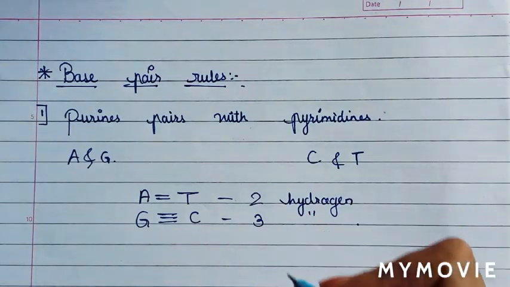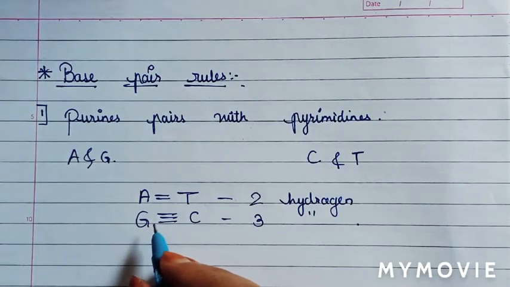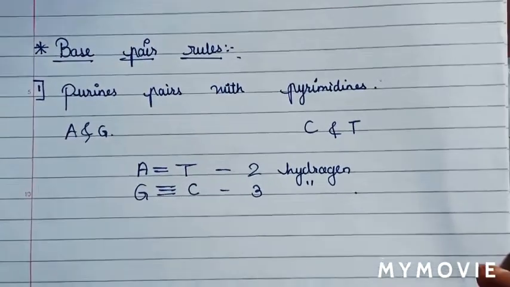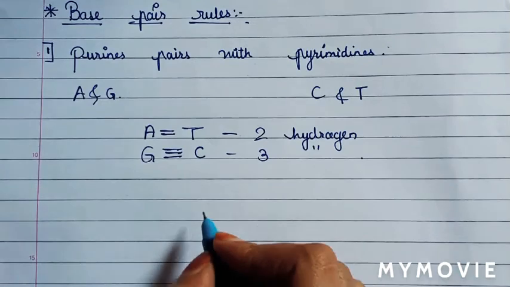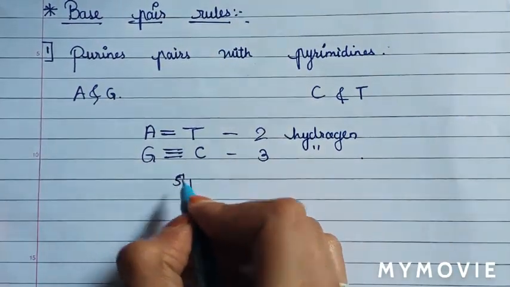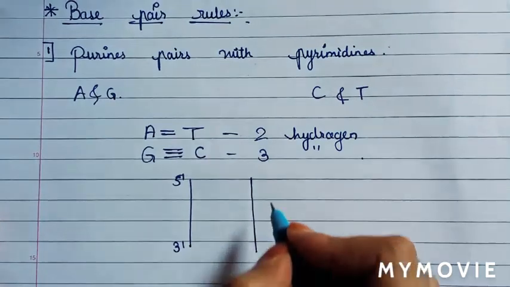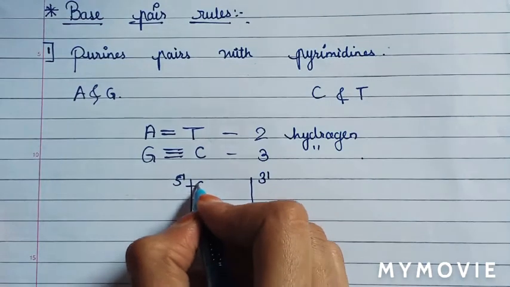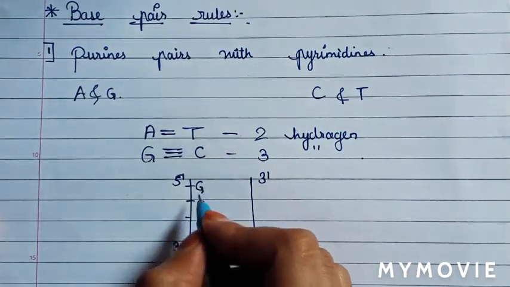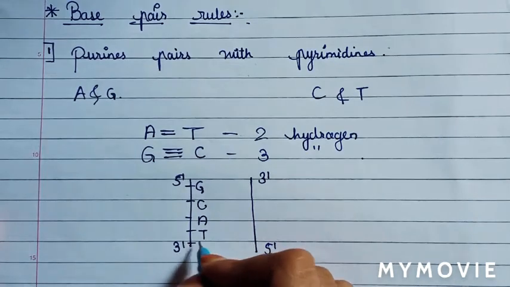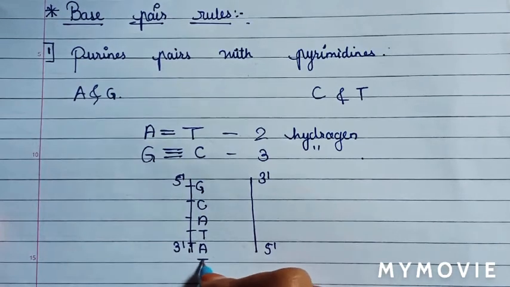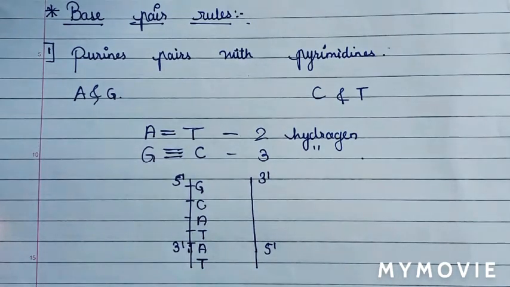If we want to see the sequence of these nitrogenous bases on the chain of nucleotides, we will draw here the structure of two DNA strands. Here you can see 5' end to 3' end, and here another sequence 3' end to 5' end. Let us take C, G, C, A, T, again A, T. We have taken this DNA sequence.